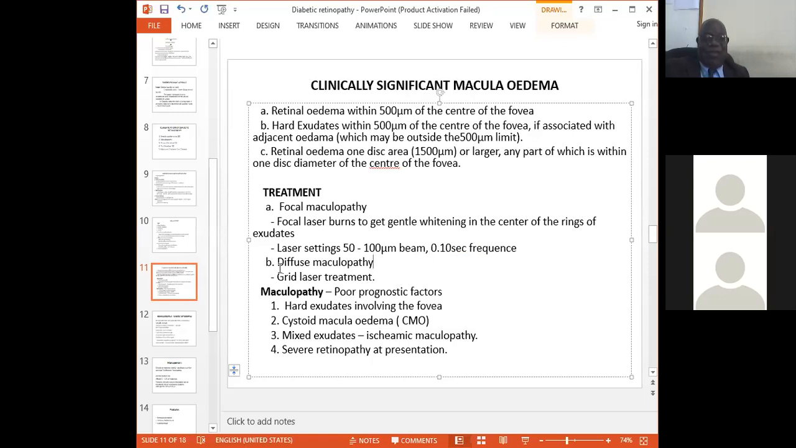Diffuse maculopathy, you treat by grid laser treatment. You make like a grid, with points 1, 2, 3, 4, then 1, 2, 3, 4, like that. A grid, so that the whole area is treated.